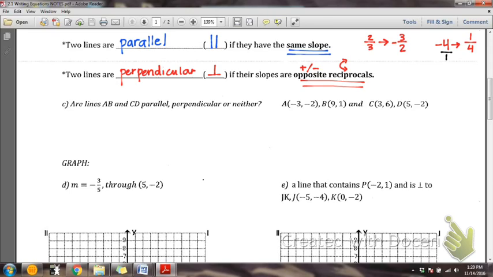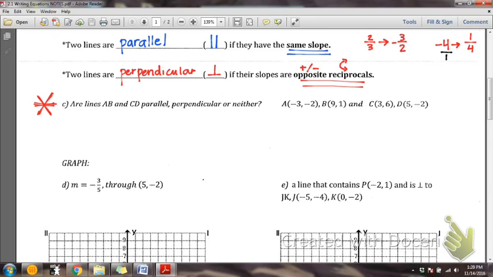You're not that slick. All right, are lines AB and CD parallel, perpendicular, or neither? Let me tell you something. There is a question just like this one on your next test. And students try to do this graphically. You need to prove this algebraically, by finding the slopes of each line. So let's find the slope of AB first and compare it to the slope of CD.